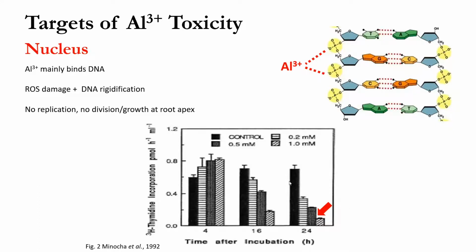The graph here demonstrates the reduced incorporation of radioactive thymidine nucleotide in tobacco protoplast. You can see that the DNA replication, right here, is drastically lowered in a dose-dependent manner, especially at 16 and 24 hours and with high aluminum concentrations. Note that the previously mentioned ROS can also enter nucleus and damage DNA. The combined effect of aluminum on nucleus is that cell division at root apex or root meristem stops, which inhibits root growth.